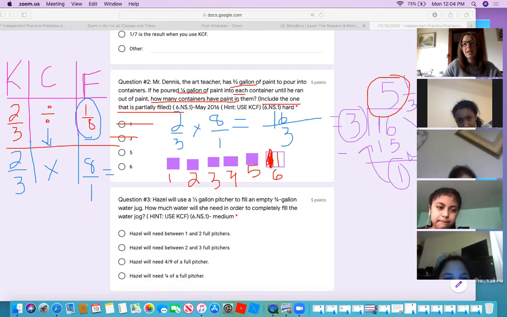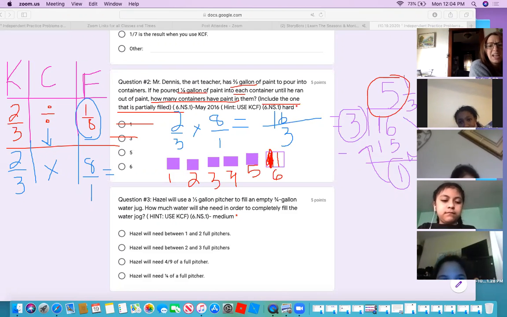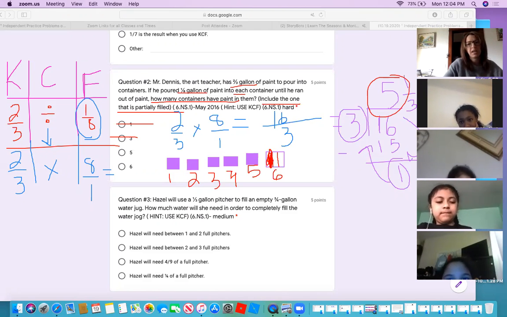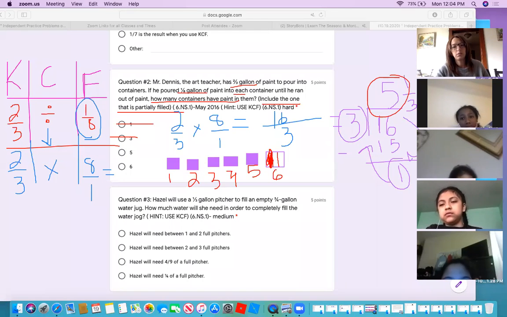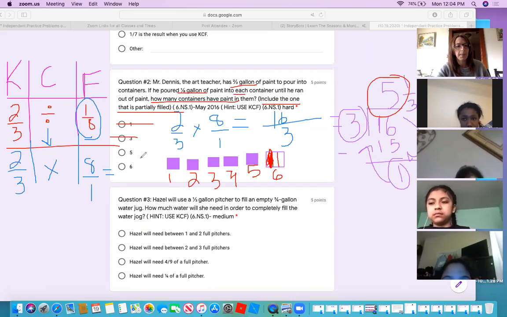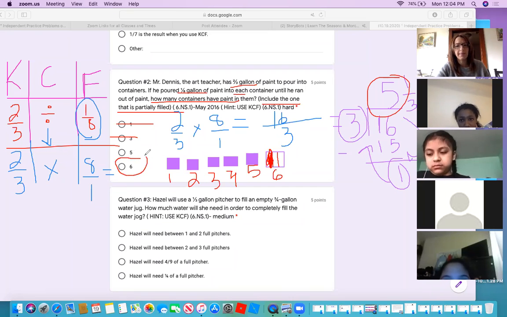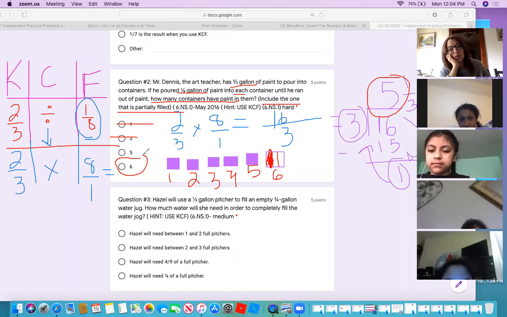So am I going to go to the painter and say, hey, I need 5 1/3 containers of paint? Or do you say, I need 6 containers of paint? What are you going to say? Need 6 containers of paint. Why? Kayla, why? Put your camera on, please. Why? Because you got to split it up yourself instead of asking the store to.